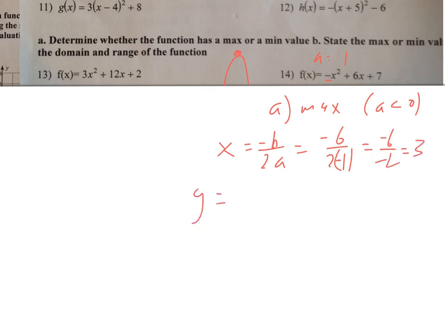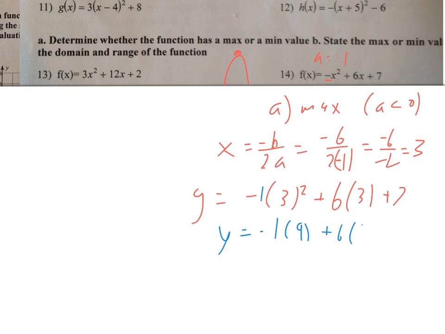Then I need to plug that in to find y. I don't have any parentheses here. I do have to do my exponent first, though, so I'm going to think of this as -1 times 9. All right, and then I'm going to do my multiplication here. All right, and then I'll do my addition. So y equals 9 plus 7, which is 16.